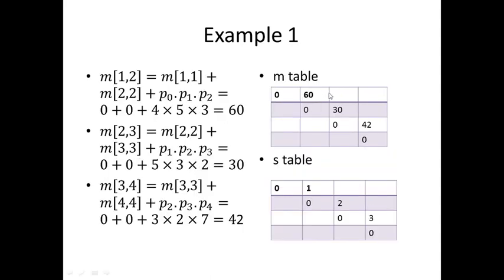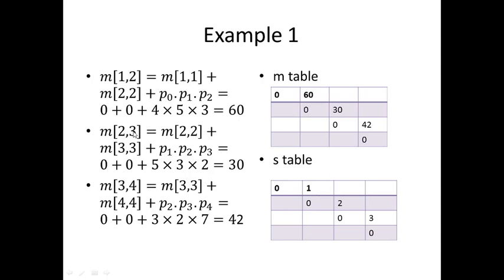The next entry is M12, and by following the recursive definition you have only one choice for the splitting, because i is less than j. j minus i choices, 2 minus 1, 1 choice. Therefore M12 is equal to M11 plus M22 plus P0 dot P1 dot P2. The value is 60. There are no more choices for k, so you can enter 60 here, and the splitting is k equal to 1.